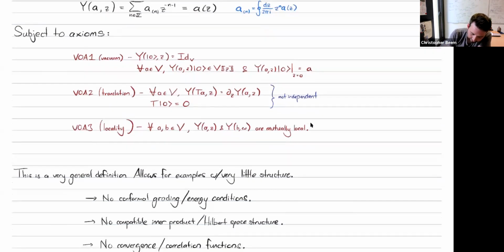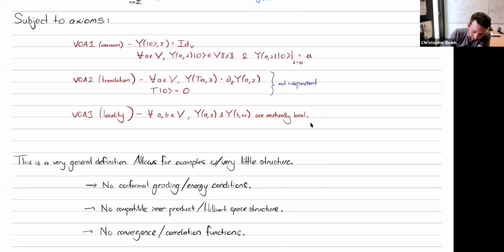There's a translation axiom which says that the vertex operator, or the field associated to this translation endomorphism T acting on a given state, is just given by the partial derivative in the formal sense. So if you have one of these fields, it's an expansion in z in formal series, you can take a formal partial derivative. And the translation should act trivially on the vacuum state.